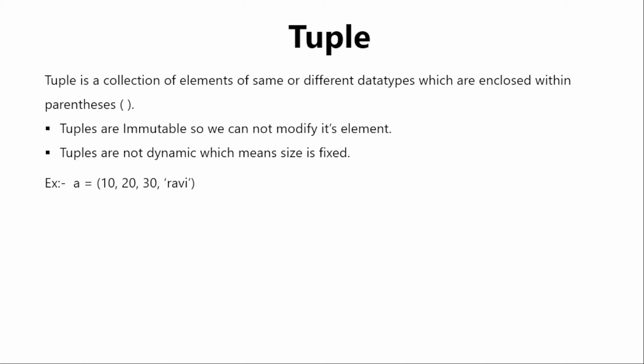Tuples are immutable. So we cannot modify its elements or values in the tuple. Tuples are also not dynamic, which means adding an element or removing an element is not possible in a tuple. Hence it is fixed in size. Example: a = (10, 20, 30, 'Ravi'), enclosed with parentheses.